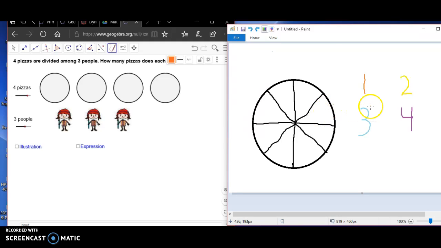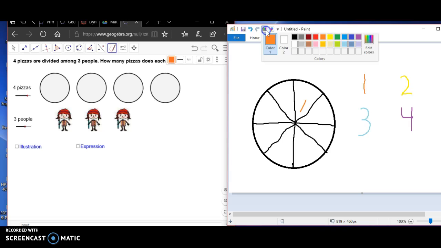The first step I like to do is color code each student. Student 1 is orange, student 2 is yellow, student 3 is blue, and student 4 is purple. The next step is to color each slice of the cake. So student 1 will receive this slice, student 2 will receive this slice, student 3 will receive this slice, student 4 will receive this slice, and we continue this until each piece of the cake is colored.